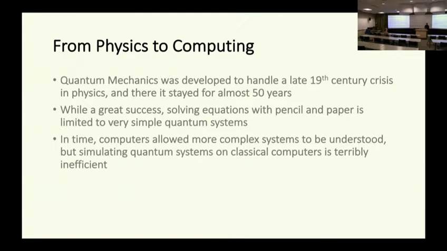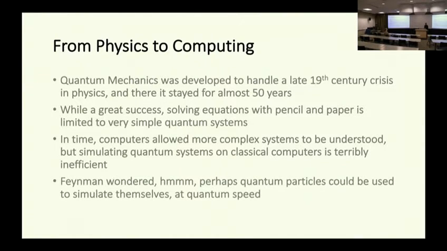But then we had classical computers, regular computers, and they allowed much more complex systems to be understood because you could solve these equations faster. But still, simulating quantum systems on classical computers is pretty inefficient. So what Feynman did, at a conference, was to think, well, maybe we can use quantum properties of nature to simulate quantum phenomena. And because we're using quantum physics, you can get tremendous speedup, and you'll see how.